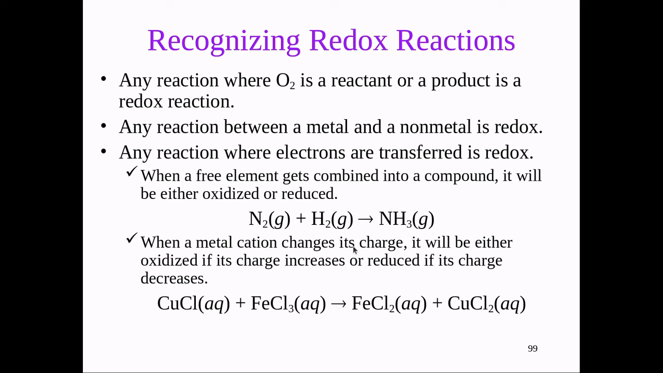When a metal cation changes its state, it will either be oxidized if its charge is increased or reduced if its charge is decreased. So here's an example where we have copper 1 plus here, and then it's turned into copper 2 plus here. Whereas we had iron 3 plus here, and now it's iron 2 plus. So some metals can have different oxidation states, and they're moving between them because of a transfer of electrons.